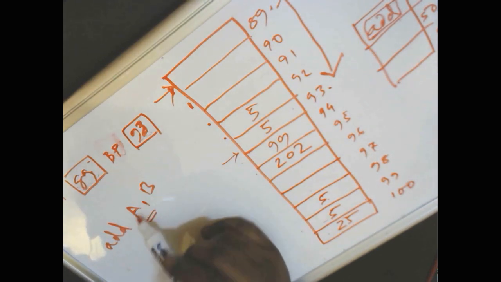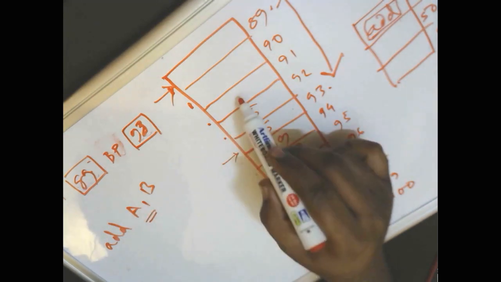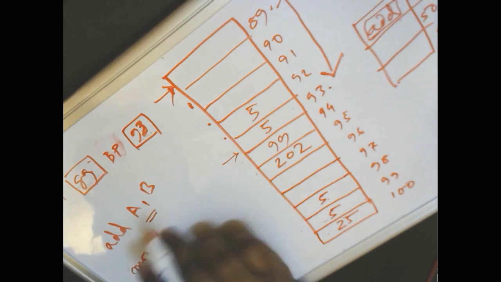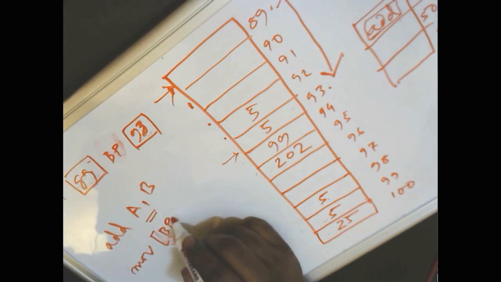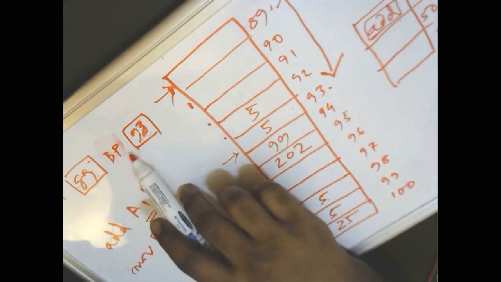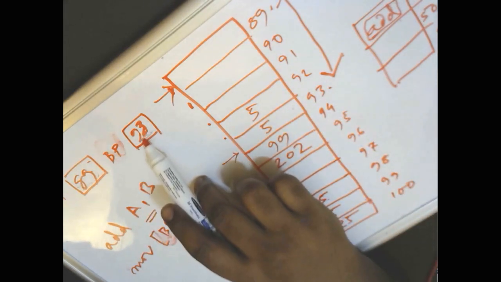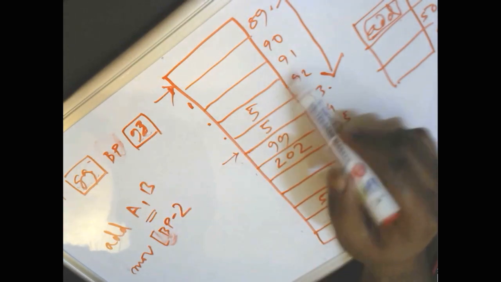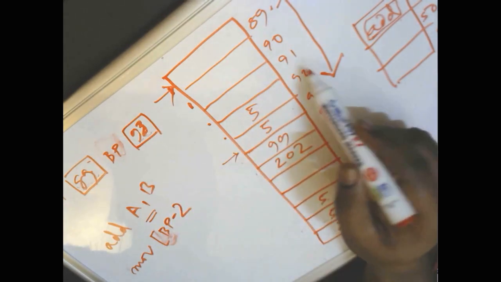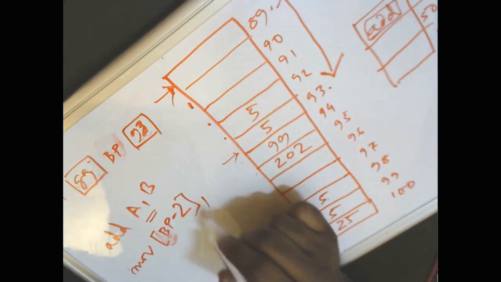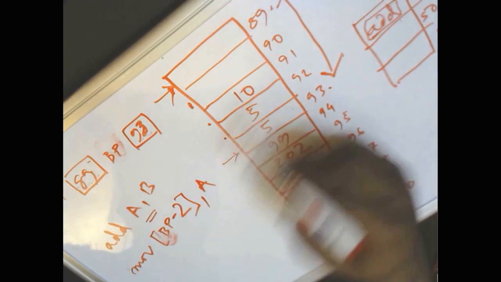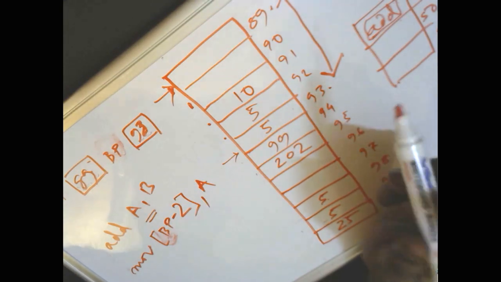We can again put A's value onto a memory location by saying move BP minus 2. BP's current value is 93, so 93, 92, 91. 93 minus 2 would be 91, so BP minus 2 means 91. So move into the address 91 the value of A, which is currently 10. As soon as I do that, this 10 will be copied to 91.